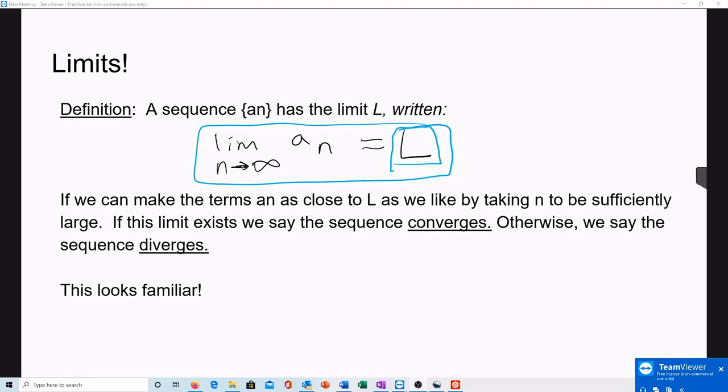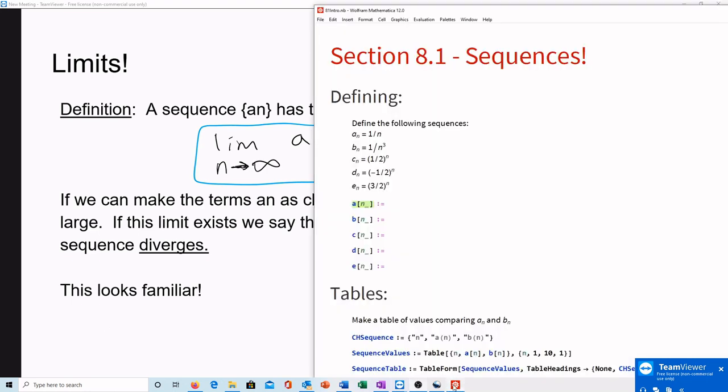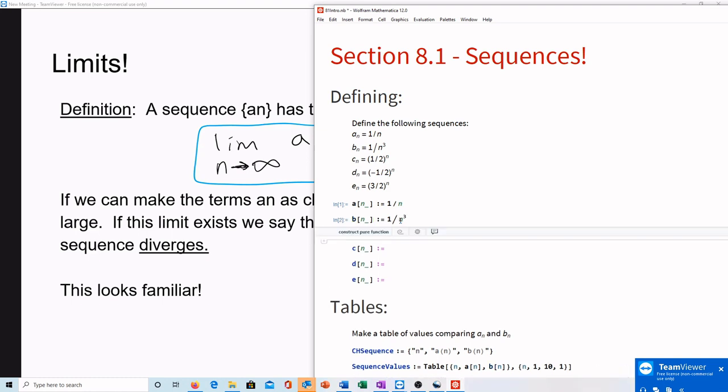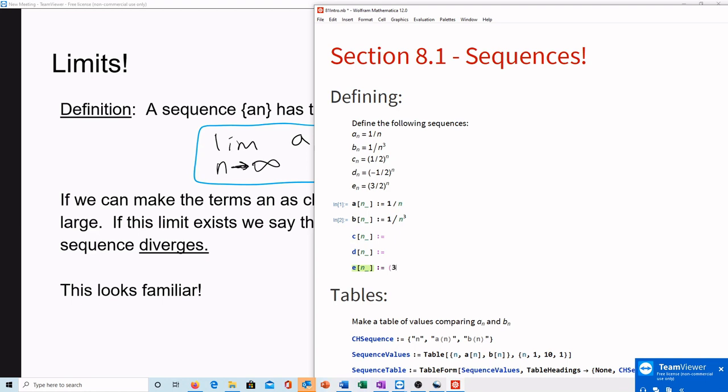So let's dig into a couple of sequences in Mathematica right now to see some of this. This will be on Blackboard, so you can play around with it, a couple different sequences. I'm just going to define a few of them. Let's see, 1 over n, and the definition is not bad, you just do it like a function, shift enter. 1 over n cubed, we can plug that in, shift enter. Let's do one more, e to the n. This one will be a little different.